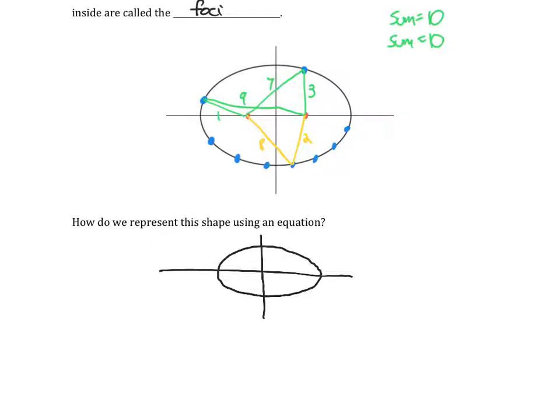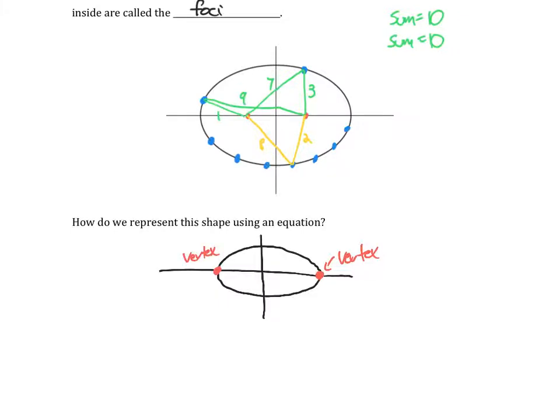So let's go over a few vocabulary points. Notice this ellipse is situated sideways, so the longer part of the ellipse is going sideways, right? We call the points at the ends of the long part of it the vertices. Okay?